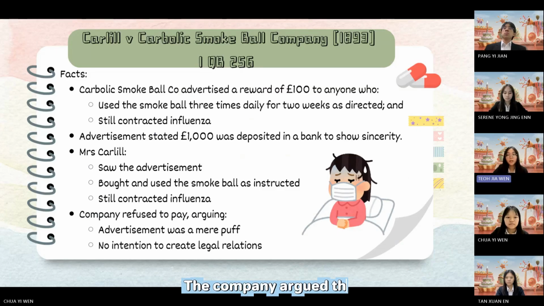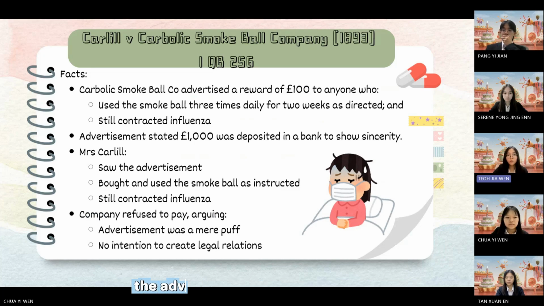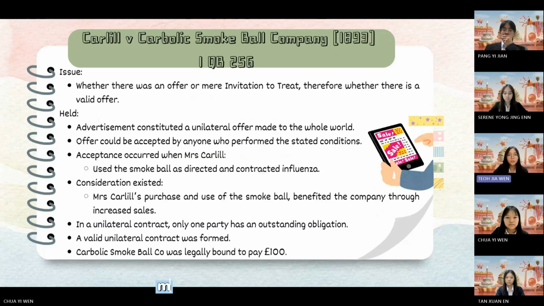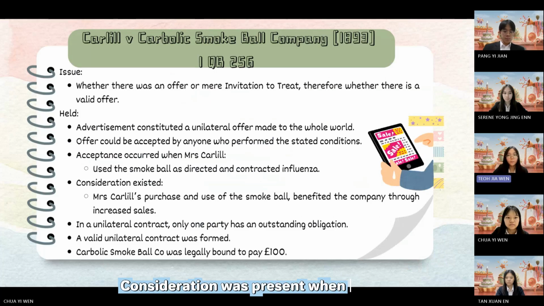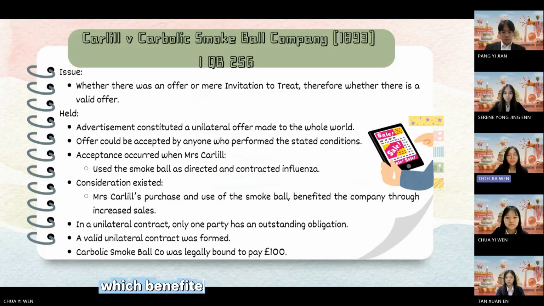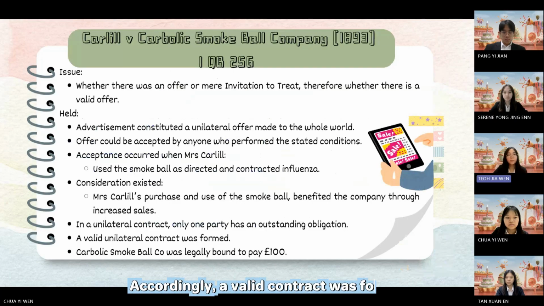The company argued that the advertisement was a mere puff and was not intended to create legal relations. The court held that the advertisement was a unilateral offer made to the whole world at large, accepted by performance when Mrs. Carlill used the smoke ball as directed. Consideration was present when Mrs. Carlill purchased and used the product, which benefited the company by promoting sales. Accordingly, a valid contract was formed and the company was bound to pay the reward.